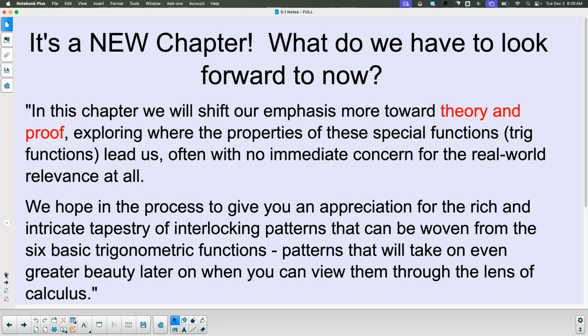We hope that in the process to give you an appreciation for the rich and intricate tapestry of interlocking patterns that can be woven from the 6 basic trig functions. Patterns that will take on an even greater beauty later on when you can view them through the lens of calculus, which is true. The title of this class is pre-calculus. This mini unit before winter break is all about getting you ready for your next calculus class. So let's dive into it.